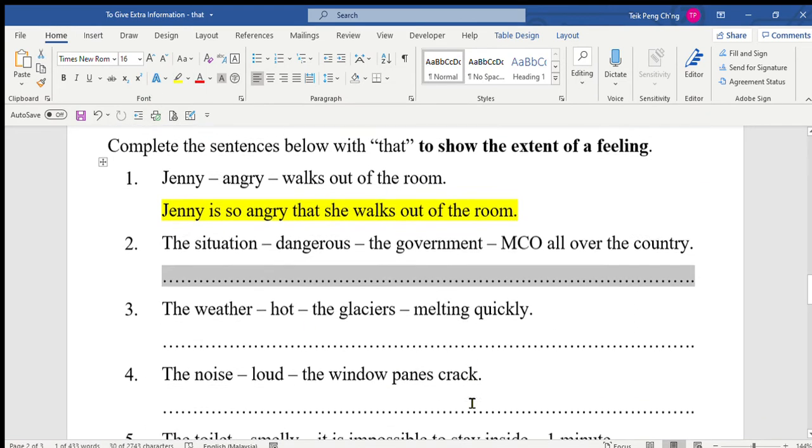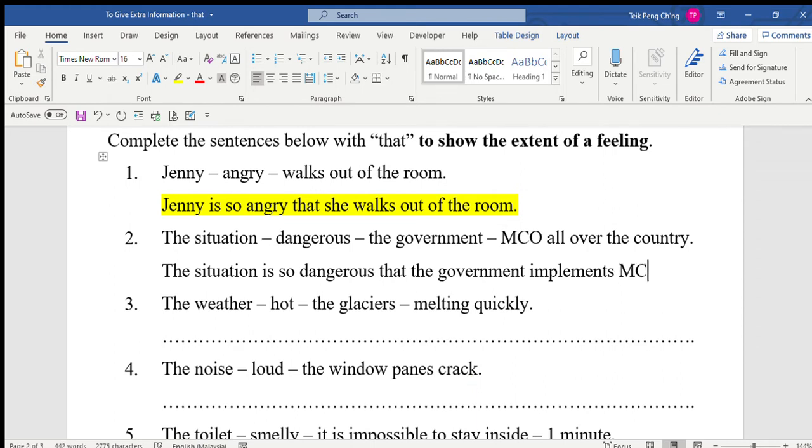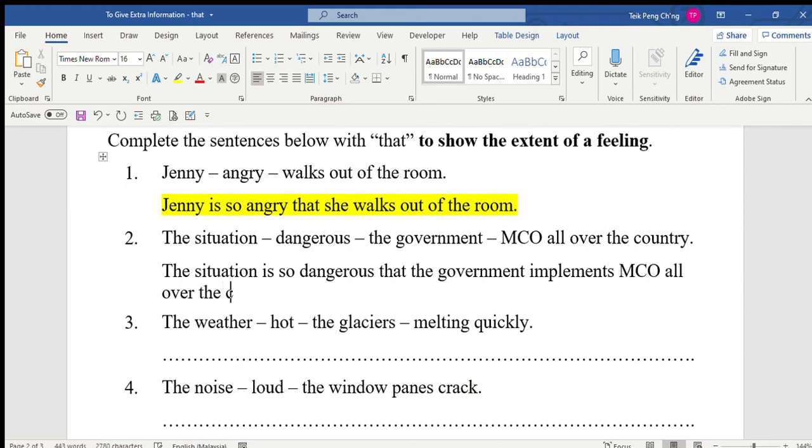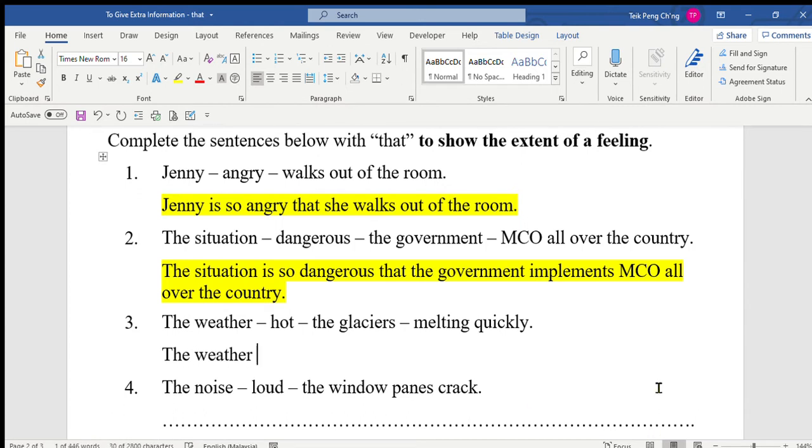Number 2, the situation is so dangerous. How dangerous is the situation? That the government implements MCO all over the country. That's for number 2. Number 3, the weather is so hot that the glaciers are melting quickly.